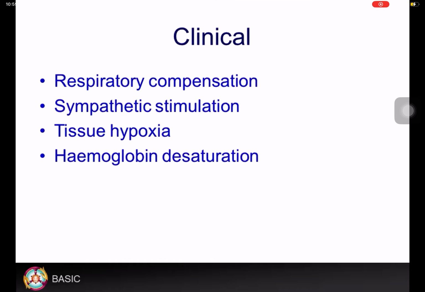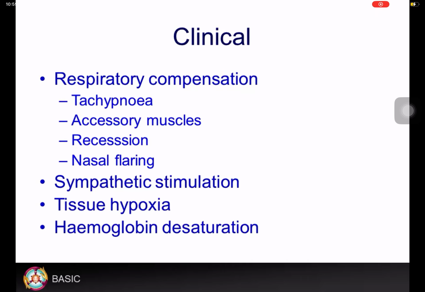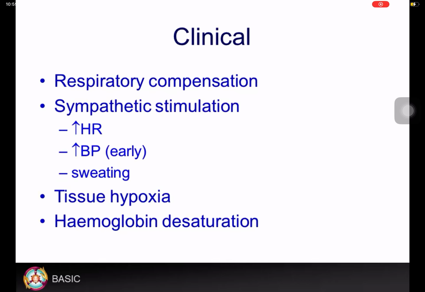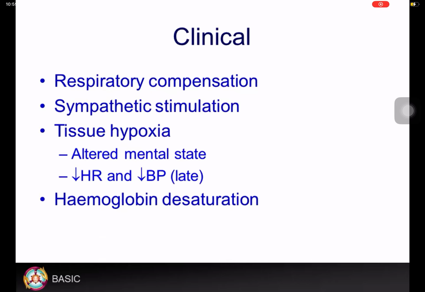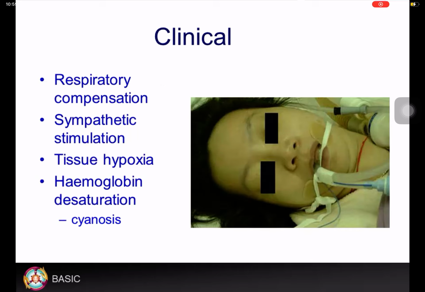Clinical signs of respiratory failure can be divided into signs of respiratory compensation, such as tachypnea, use of accessory muscles, recession and nasal flaring; signs of sympathetic stimulation, such as tachycardia, hypotension and sweating; signs of tissue hypoxia, such as altered mental state, and at a very late stage, bradycardia and hypotension; and hemoglobin desaturation, which is manifested as central cyanosis.